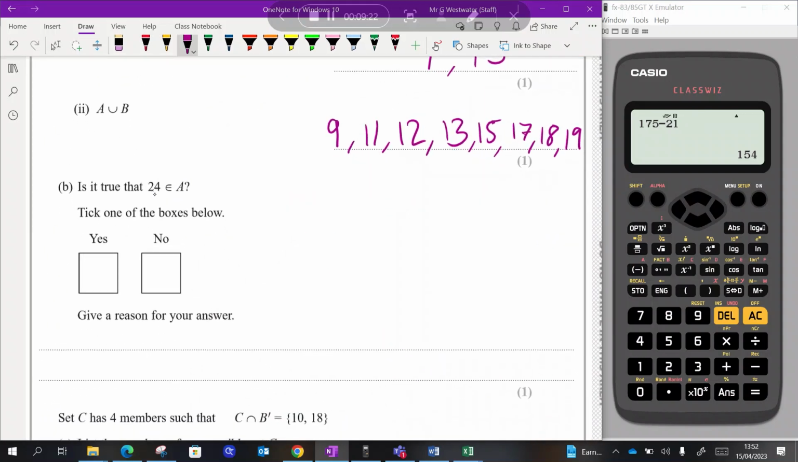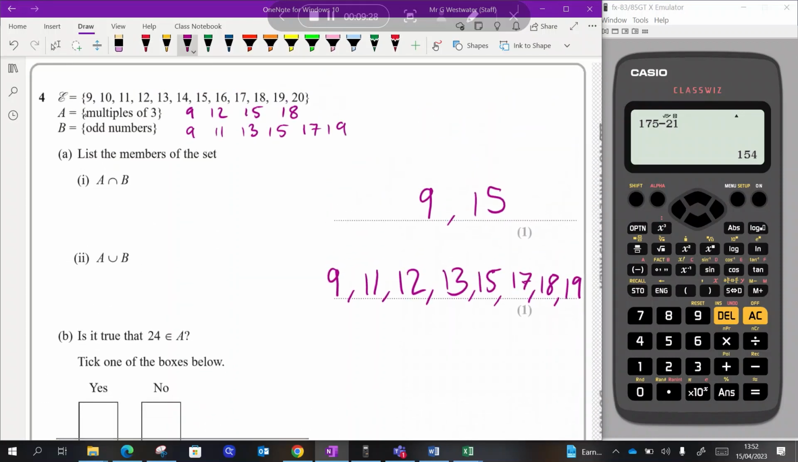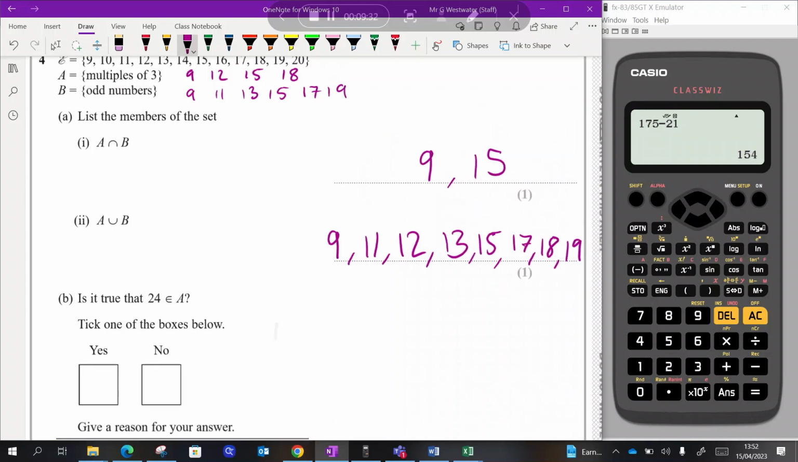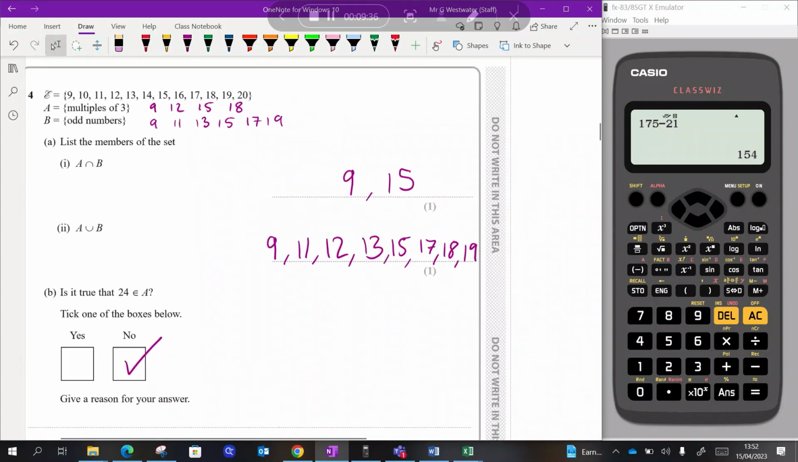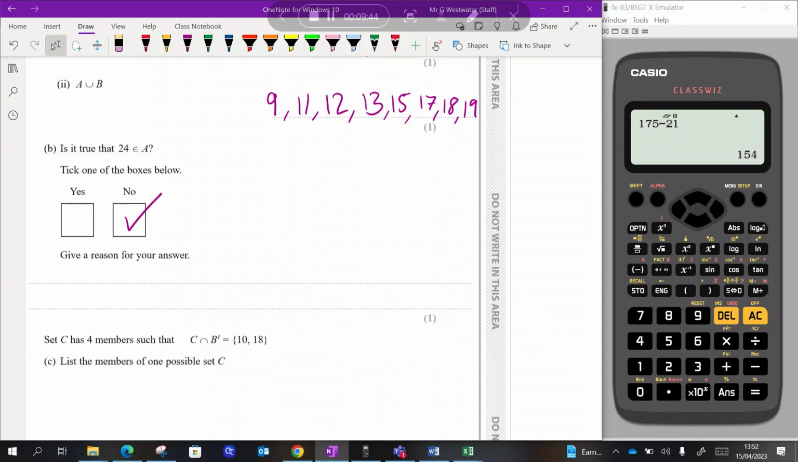Is it true that 24, now this symbol means is an element of, is basically in the set A. Now, if A is the multiple of 3, then 24 is a multiple of 3. However, I'm going to tick the no box because for it to be in A, it's also got to be in our universal set, and our universal set does not go up to 24. So give a reason for your answer. 24 is not in the universal set.